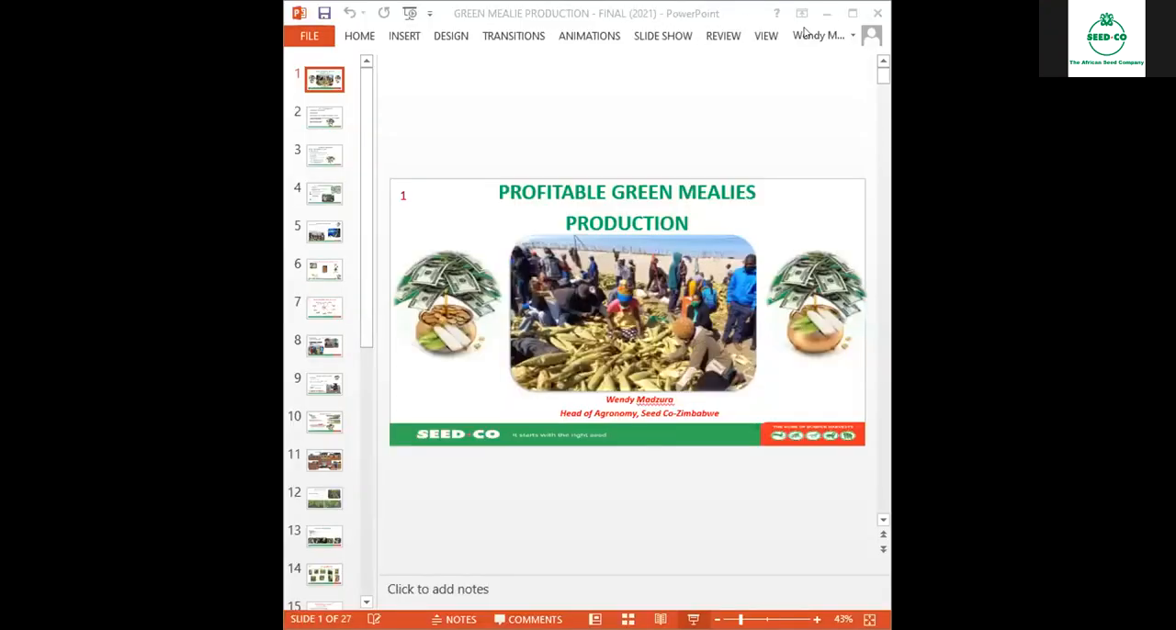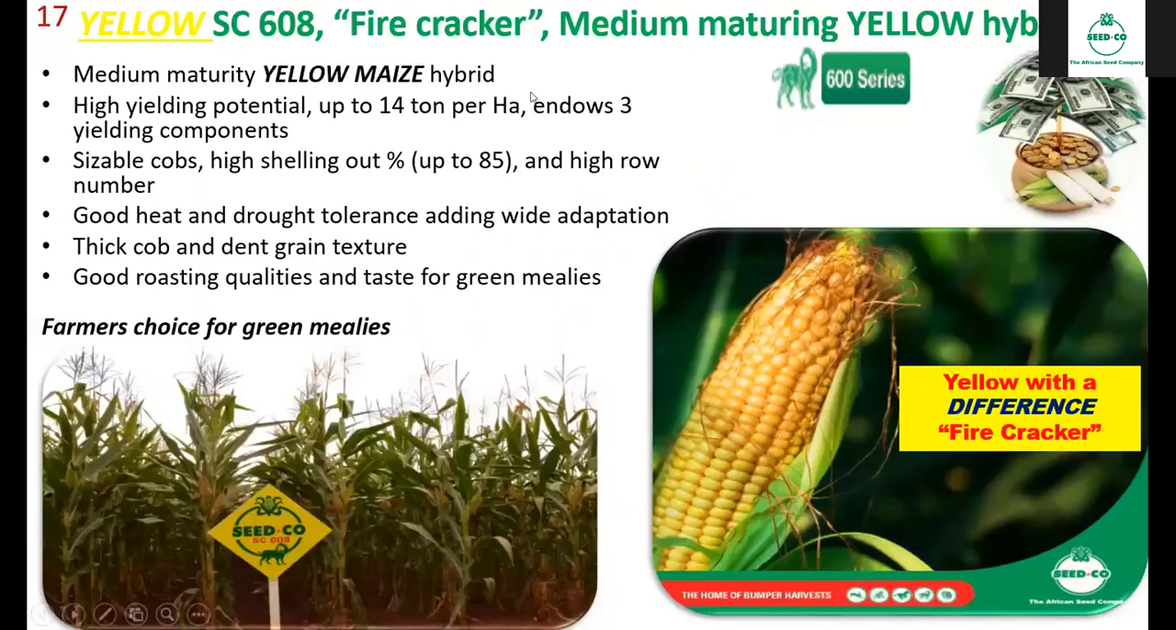So in the interest of time, I'll share my screen and present the varieties that we were speaking about earlier. In terms of yellow maize, the variety of choice in the yellow maize basket is SC608, a medium maturing variety with good roasting qualities. As you can see, the yellow color makes for good roasting quality, and it also gives us good sizable cobs, as you have seen in the video that we showed you at the beginning of the presentation. So this is the yellow maize variety of choice.